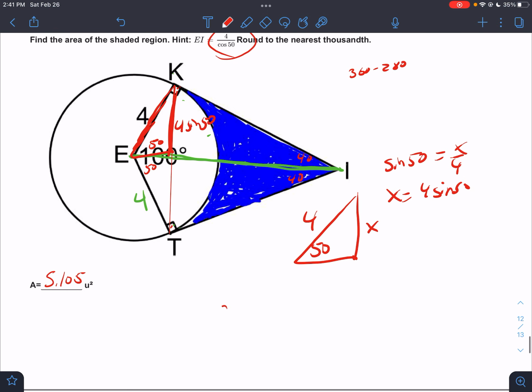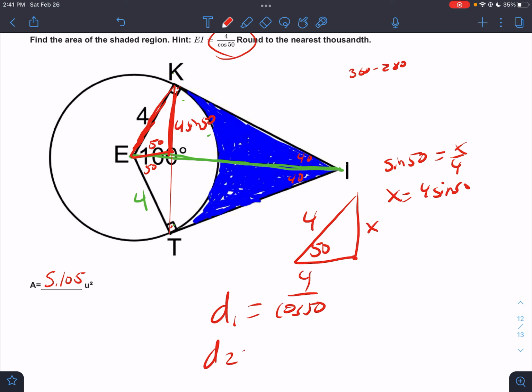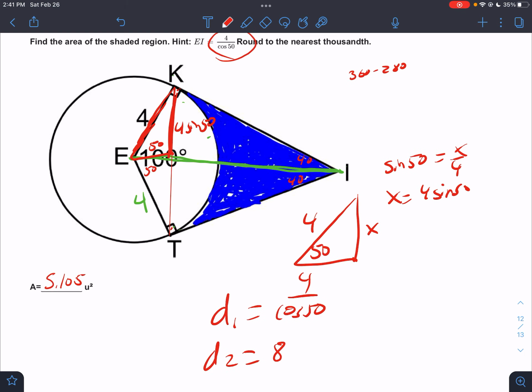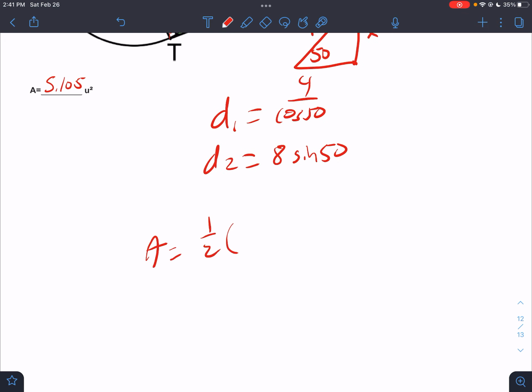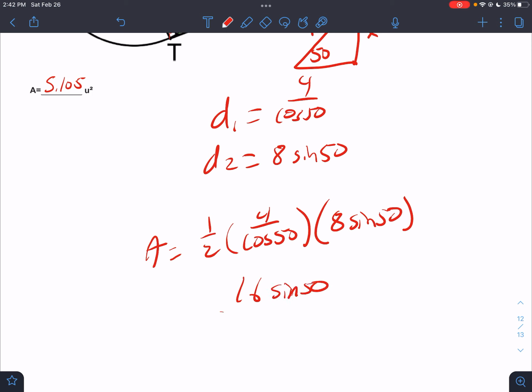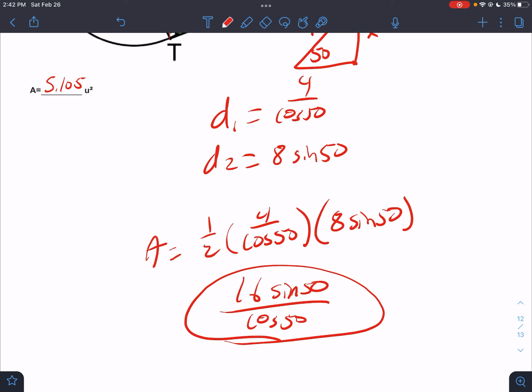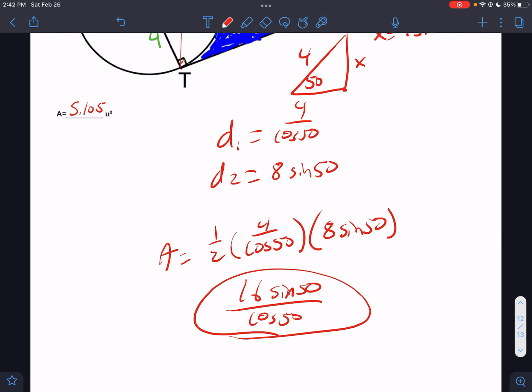So on this problem, D1 equals 4 divided by cosine 50. They told us that. D2 would be 2 of those, coming in at 8 sine 50. So our final result, the area is 1/2 times D1, which is 4 divided by cosine 50, times D2, which is 8 times the sine of 50. Half of 4 is 2. 2 times 8 is 16. I have a sine 50 on top, and I have a cosine 50 on bottom. And let's hope that that's the answer. 16 sine 50 divided by the cosine of 50.